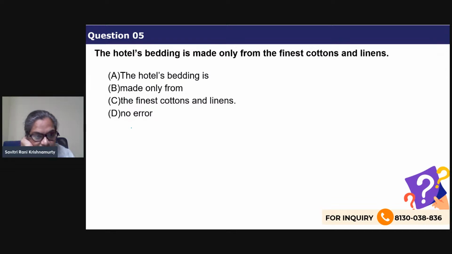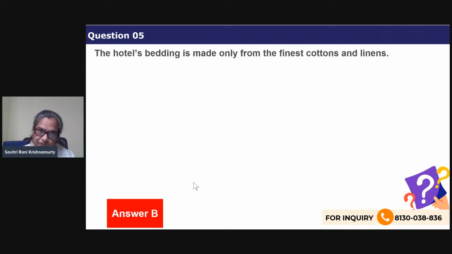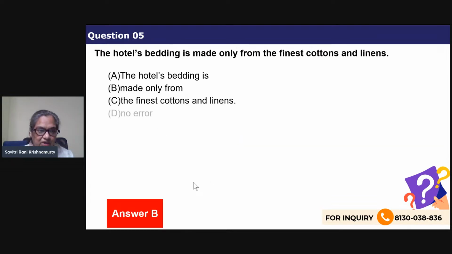So, what is the difference? Made of and made from confuses all of us. See, linen, cotton, tables, chairs, bed sheets are made of cotton, of linen, because the material remains the same. If there is a process and that's only the original source, you use from. So in this case, you're supposed to use of.